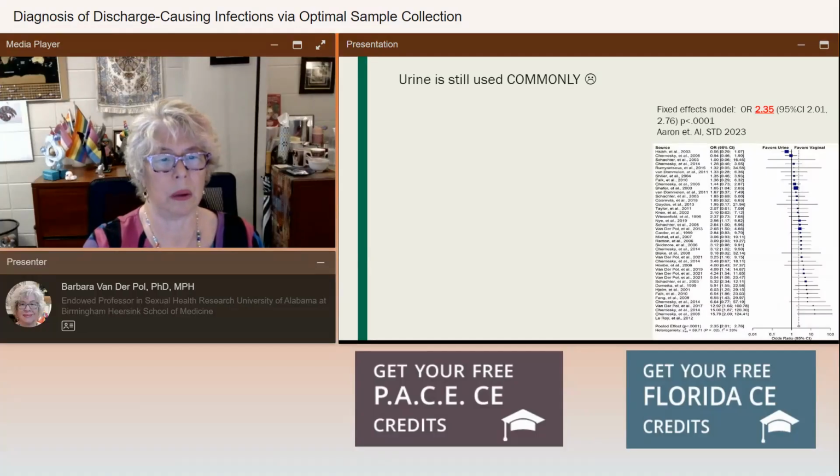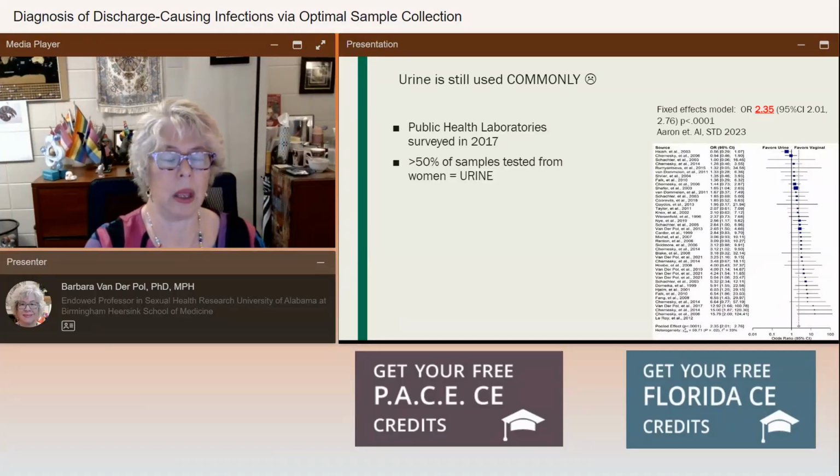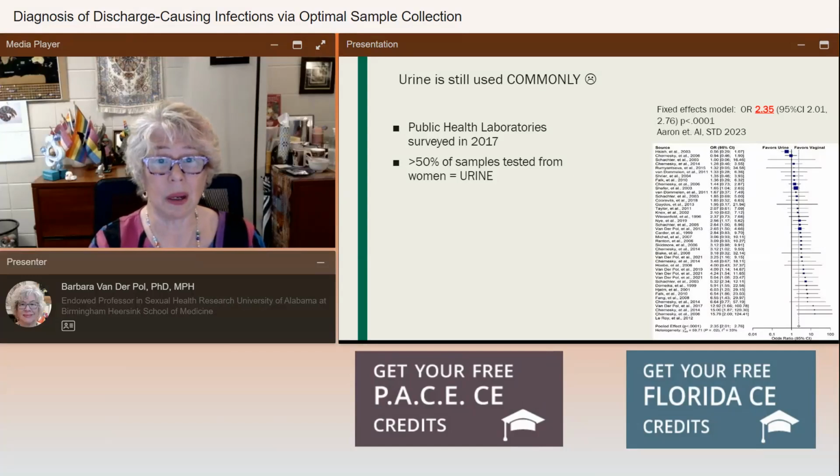So are we moving quickly toward vaginal swabs? No, we're really not. Now, this is a survey that was before COVID, so I know the data look a little old, but we haven't had the resources since COVID to do such a survey. But at that time, public health laboratories, over 50% of the samples that they got from people who had a vagina were still urine samples. So even in public health labs where they're very well attuned to what the data look like, the providers were still sending urine samples. Now, why is that?